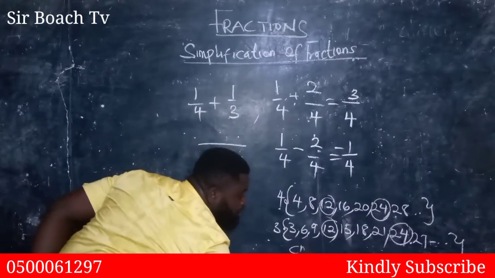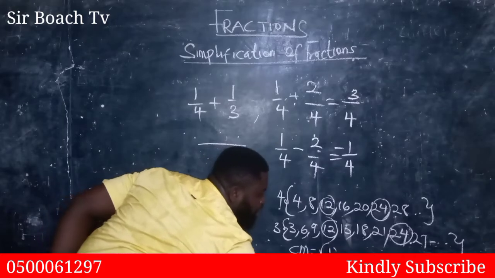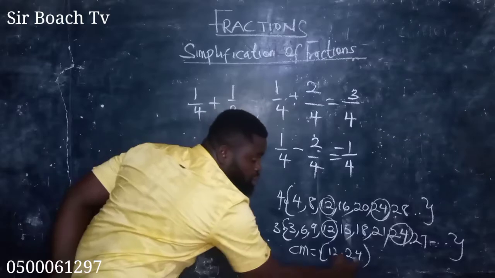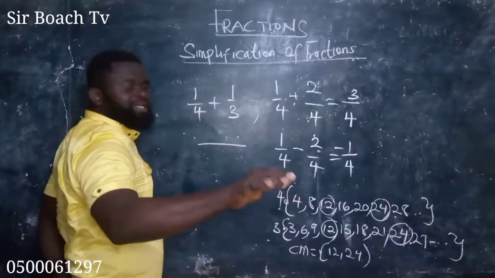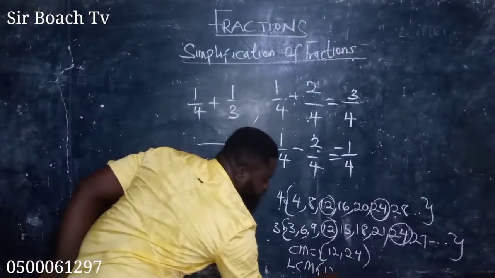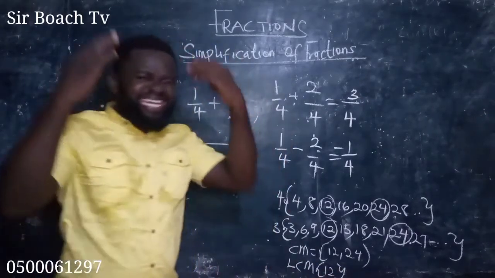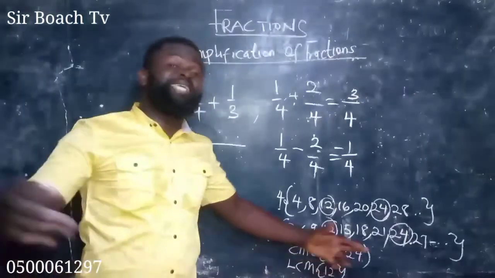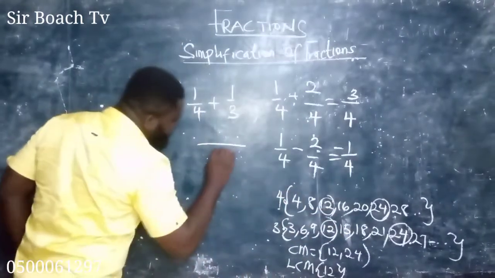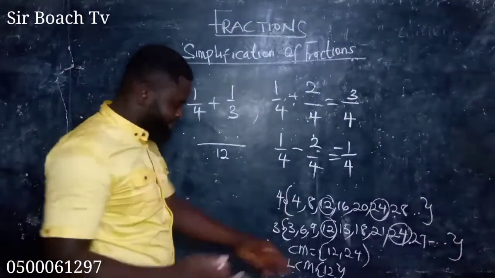So those are the common multiples. So we have 12 and what? 24. But among these 2 common multiples, which one is the smaller one? 12. So that becomes the least common multiple. So that is 12. So that is the idea when we say LCM. That is the idea of it. I hope it's clear. So our LCM here is what? 12. That's the least common multiple over here.